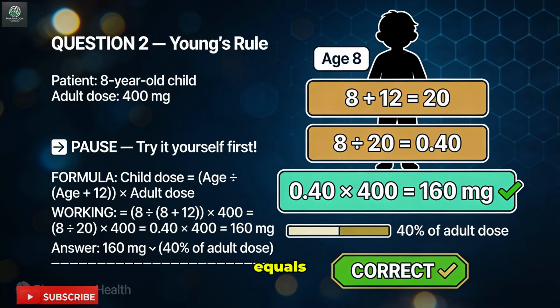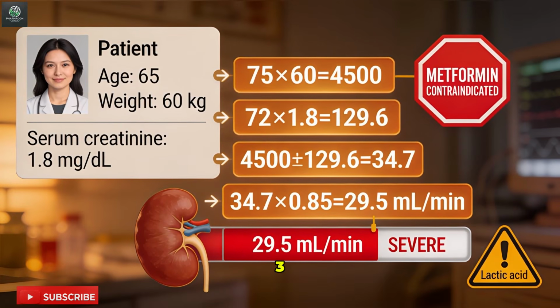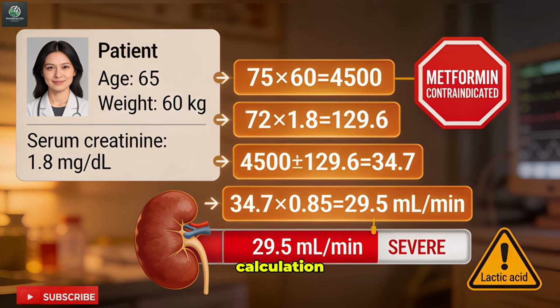8 plus 12 equals 20. 8 divided by 20 equals 0.4. That is 40%. 0.4 multiplied by 400 equals 160 milligrams. The 8-year-old receives 160 milligrams. Notice this is exactly 40% of the adult dose. A useful sanity check. An 8-year-old weighing roughly 25 kilograms should need considerably less than an adult, so 40% seems reasonable.